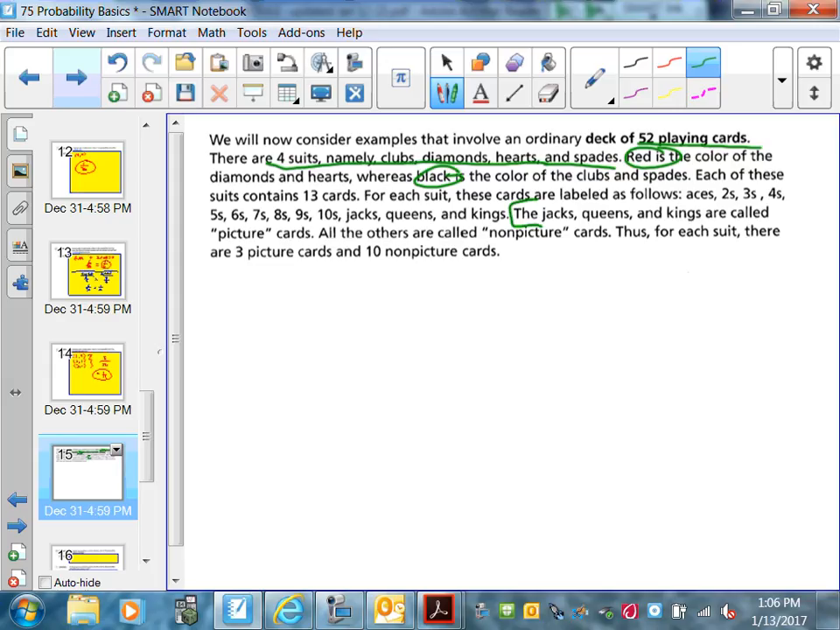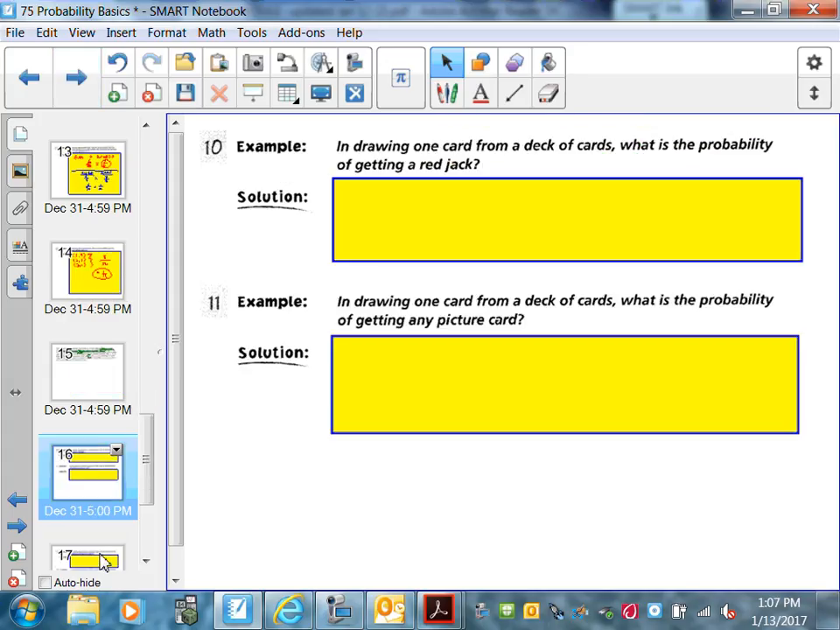Now, the face cards, aka picture cards, a lot of folks count the ace as a picture card. For our purpose, listen carefully, the picture cards are only the ones with an actual face on them, aka jacks, queens, and kings. So do not count jokers, do not count ace. So an ace counts as a non-picture card. Okay? All right. So here's some questions.